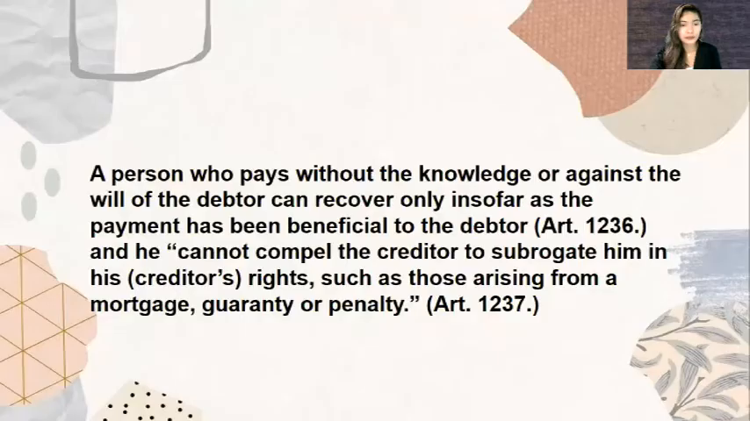A person who pays without the knowledge or against the will of the debtor can recover only insofar as the payment has been beneficial to the debtor. It is provided in Article 1236. And he cannot compel the creditor to subrogate him in his rights, such as those arising from a mortgage, guarantee, or penalty. It is also provided in Article 1237. So if he becomes a guarantor with the knowledge or the consent of the debtor, he is subrogated by virtue thereof to all the rights which the creditor had against the debtor.